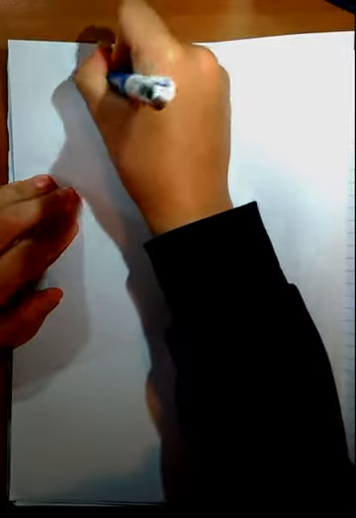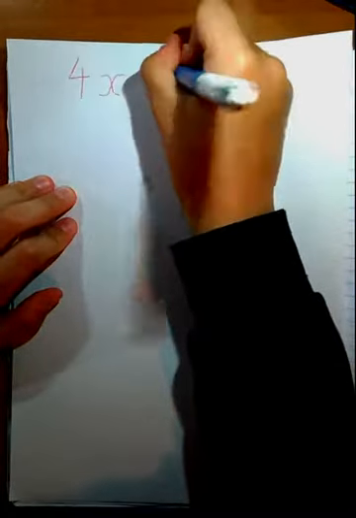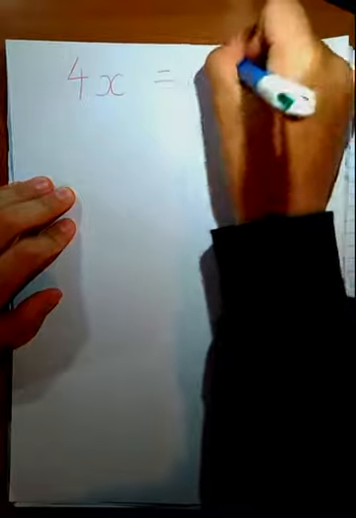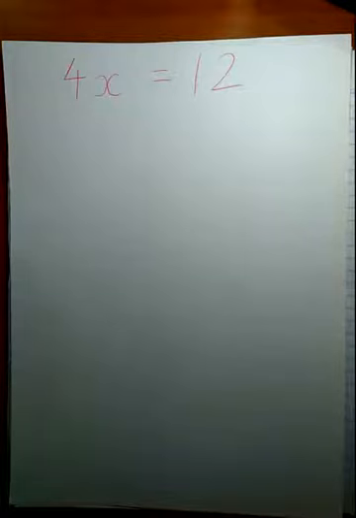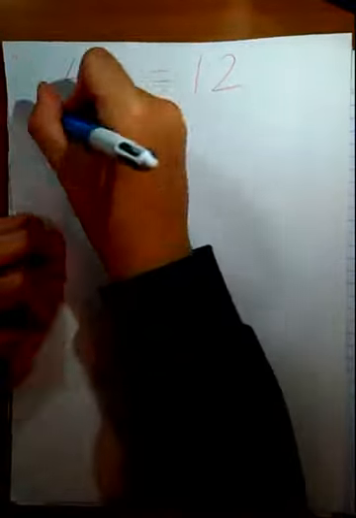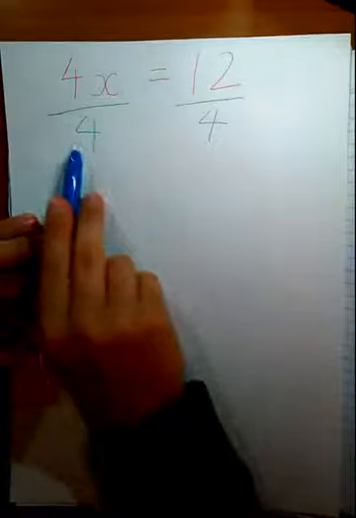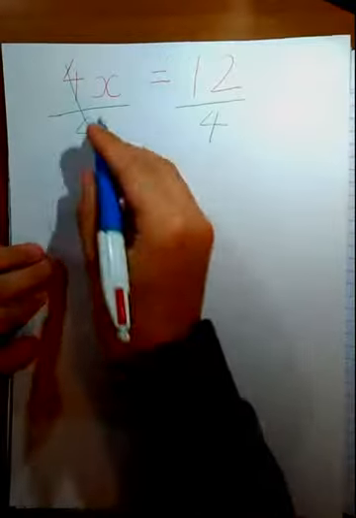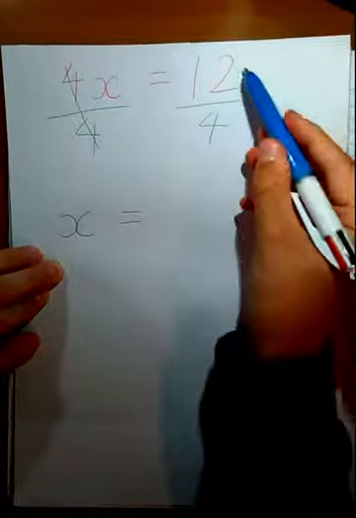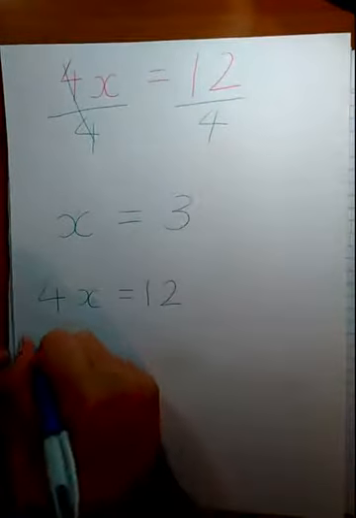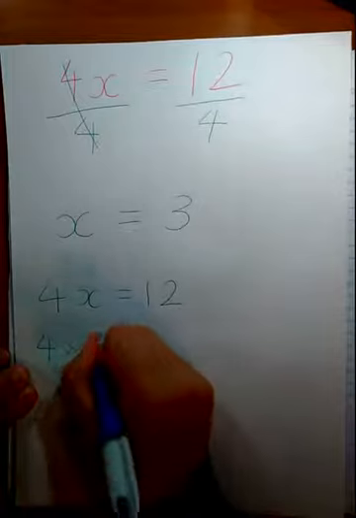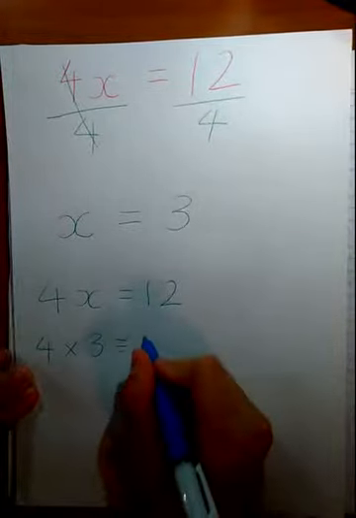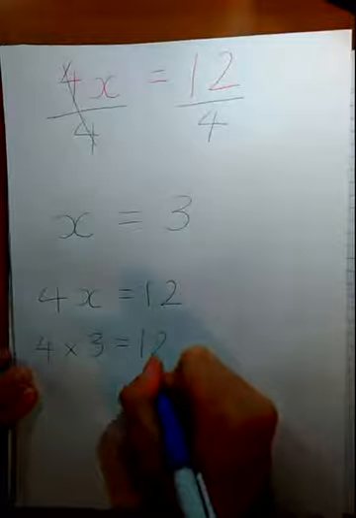Most algebra problems want us to find x, such as 4x equals 12. This means that 4 times something equals 12. What we can do is the opposite of multiplication and divide both x and 12 by 4. And 4x divided by 4 cancels it out, so it just equals x. And this equals 3. We can check, and 4 times 3 does equal 12. So we can be sure that x equals 3.